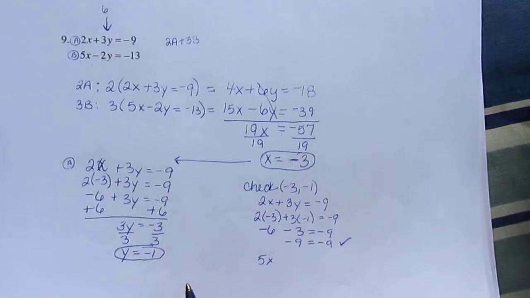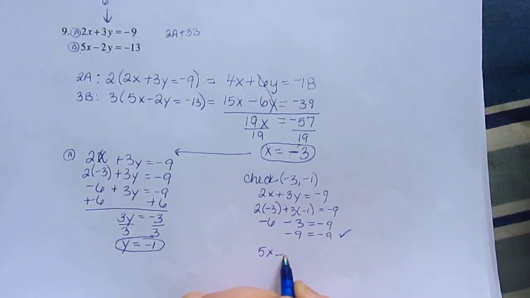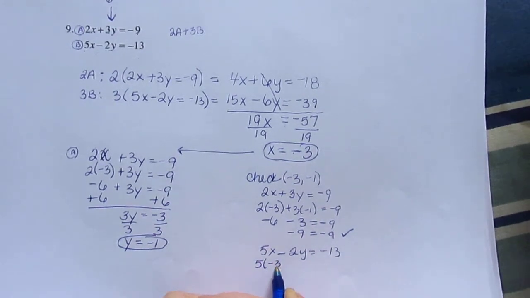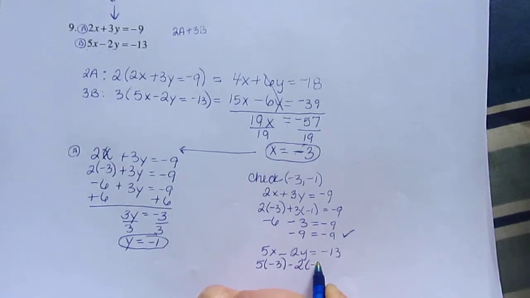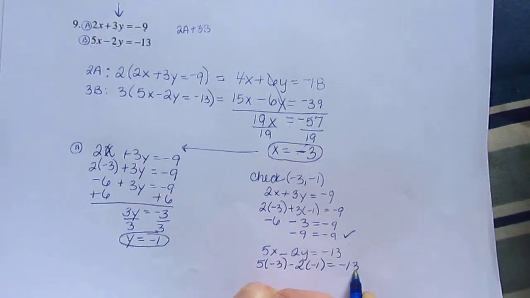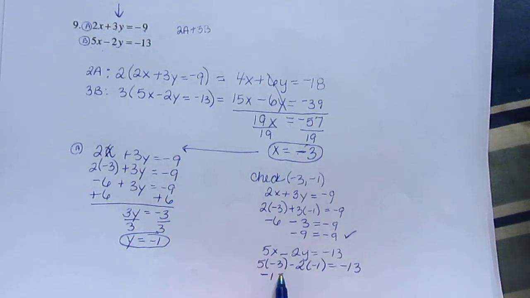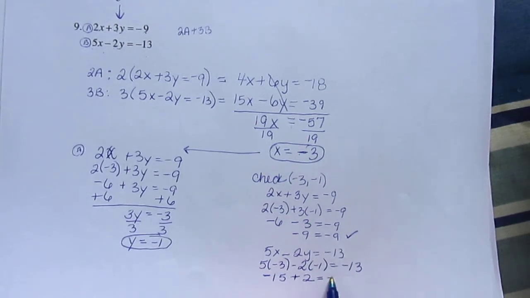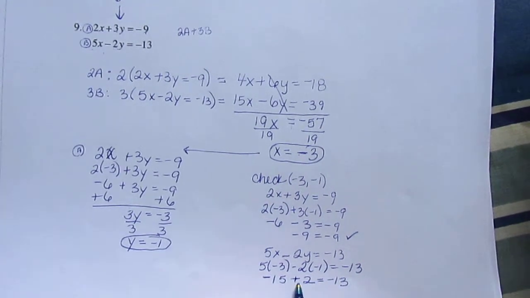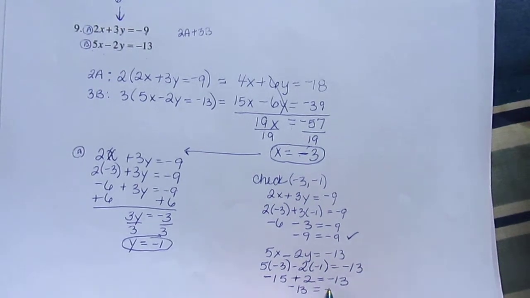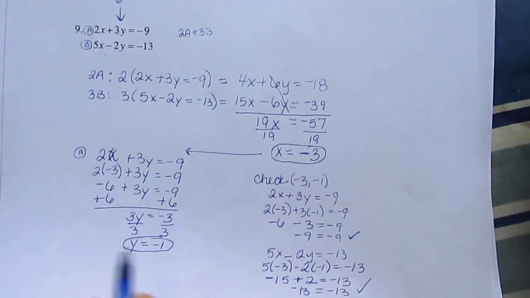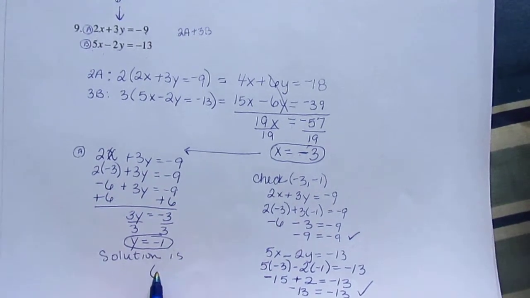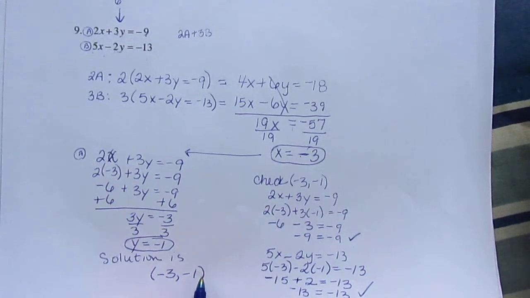5x minus 2y equals negative 13. 5 times negative 3 minus 2 times negative 1 equals negative 13. Negative 15 plus 2 equals negative 13. Yes, negative 13 equals negative 13. So the solution is negative 3 for x, negative 1 for y.